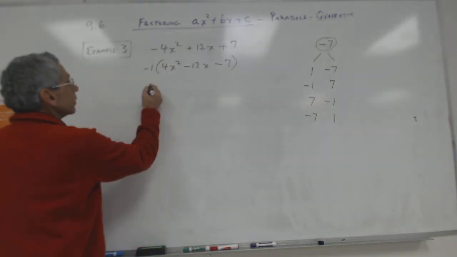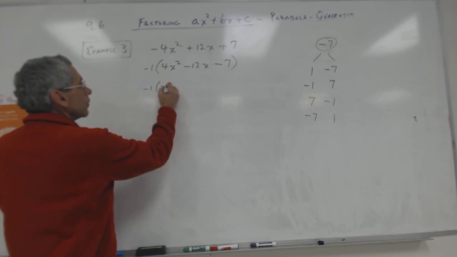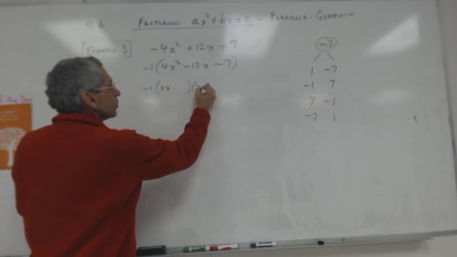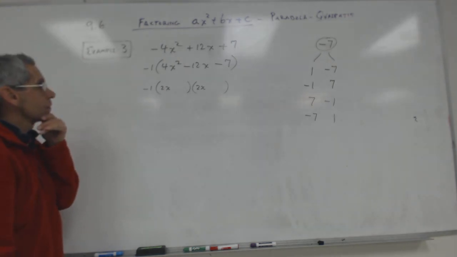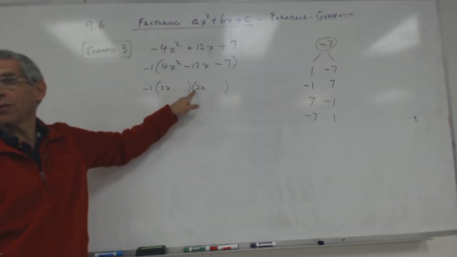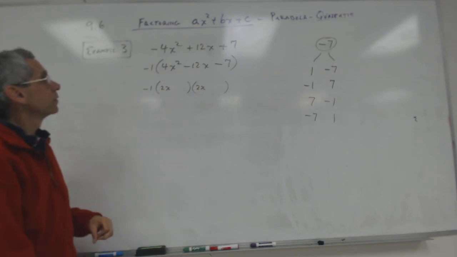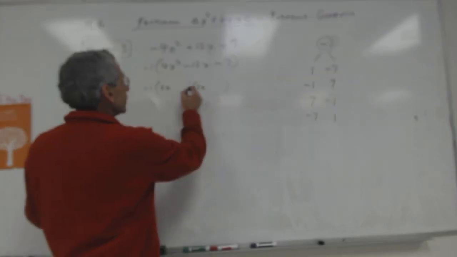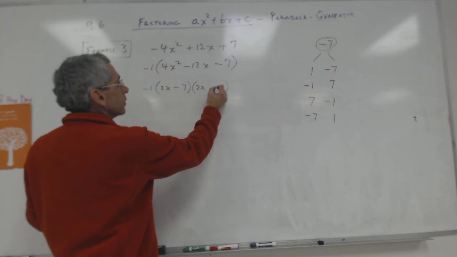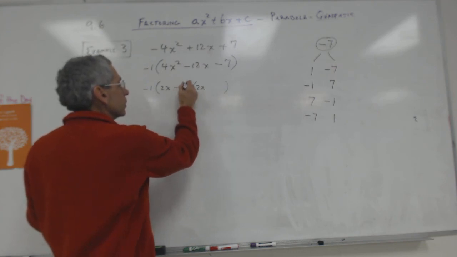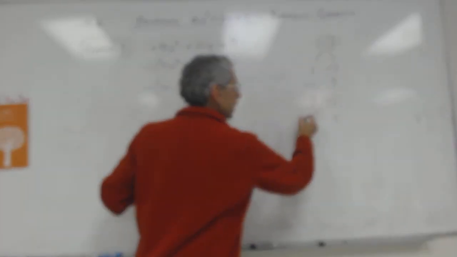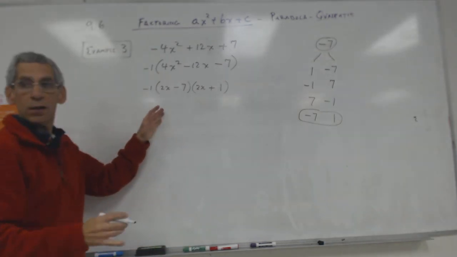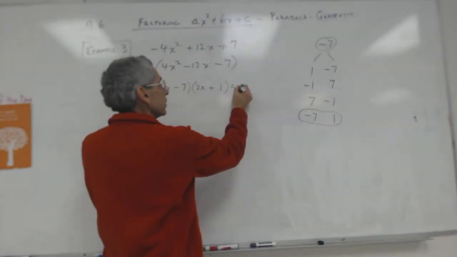Gary, I know what's up. Negative that. We got 2x and 2x, and it doesn't really matter the order because they're both the same. Just put negative 7. Wait, no, put negative 1. Wait, no, put negative 7, and then put plus 1. Are you sure? Let's just do it.